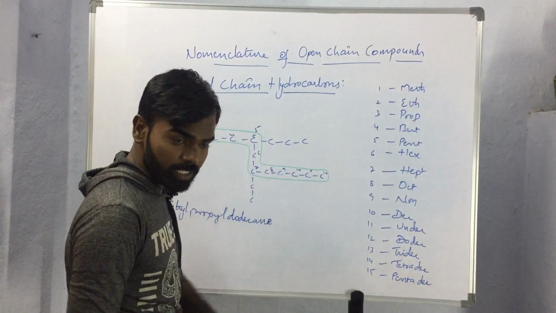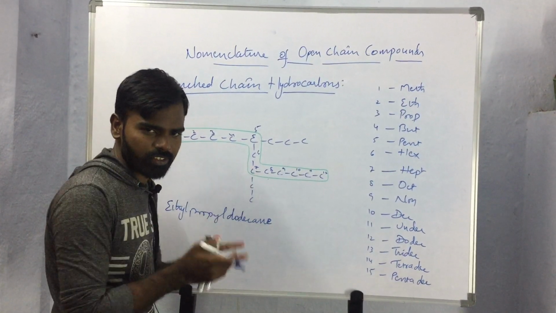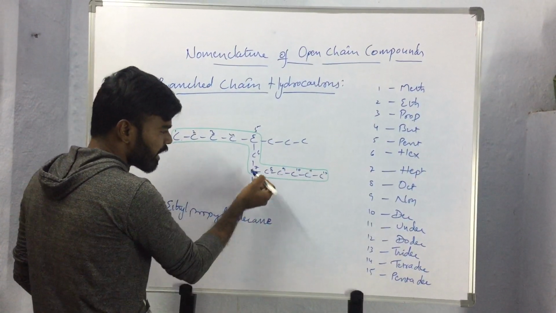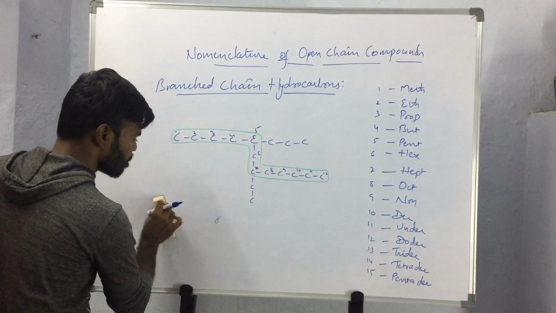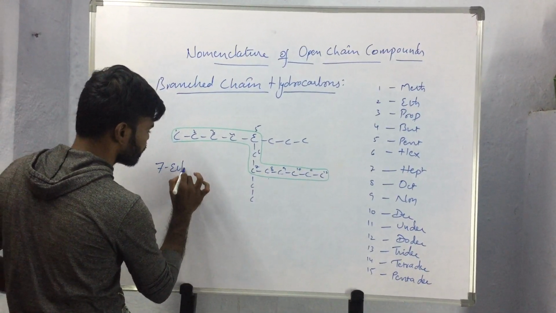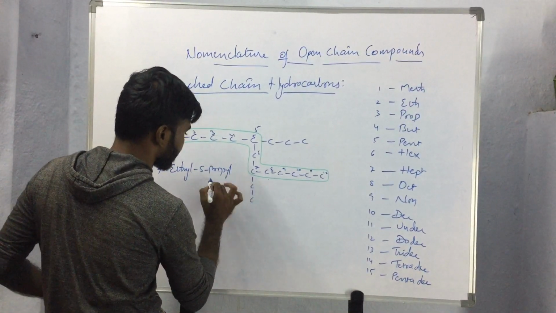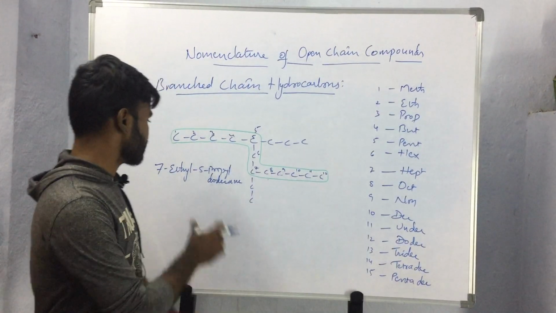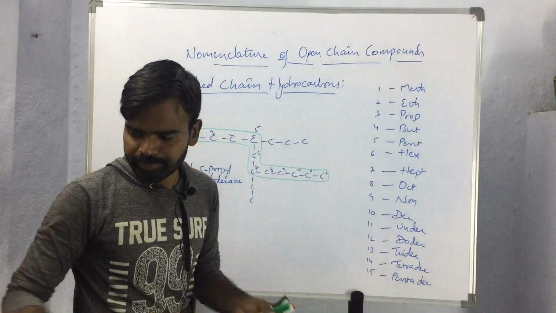But here we should remember that we have to designate the positions of these substituents, or side chains or branches. On the fifth carbon atom, propyl branch is there, and on the seventh carbon atom, ethyl branch is there. So the name of the compound will be 7-ethyl 5-propyl dodecane. This will be the name of the compound.